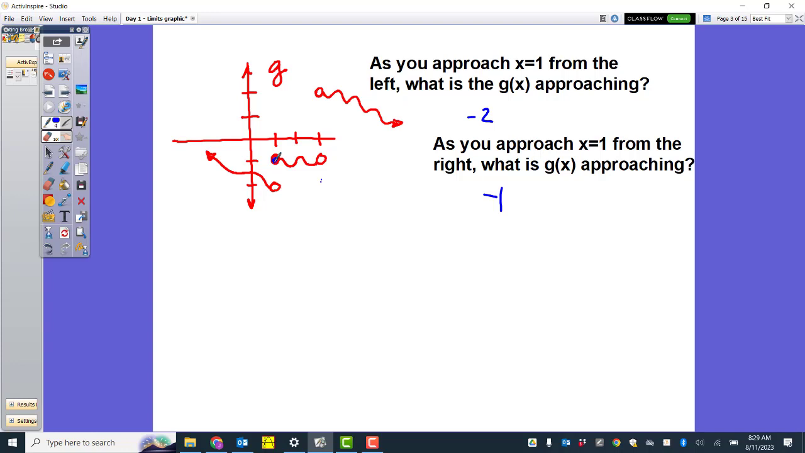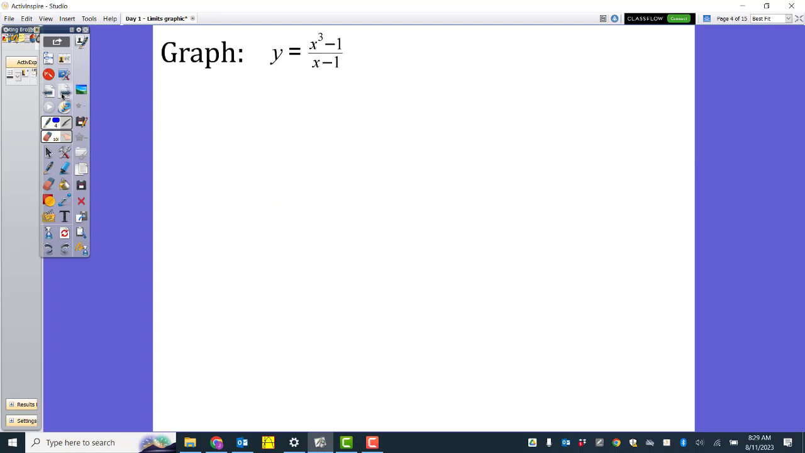Notice how the point itself doesn't actually change what we're saying we're approaching. When we're talking about approaching, we are just following the curve of the graph and saying, what is it getting closer to? Keep that in mind as we go through this.